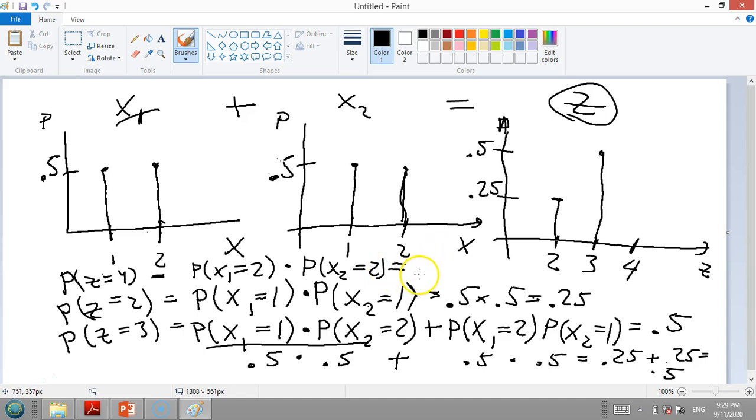And that's equal to 0.5 times 0.5 equals 0.25. Again, this is the exact same probability as getting a 2. And so this is the random variable z, and this is the distribution of z. I have the outcome space here, and I have the probabilities, okay? So this is the very basic idea behind sums of random variables.